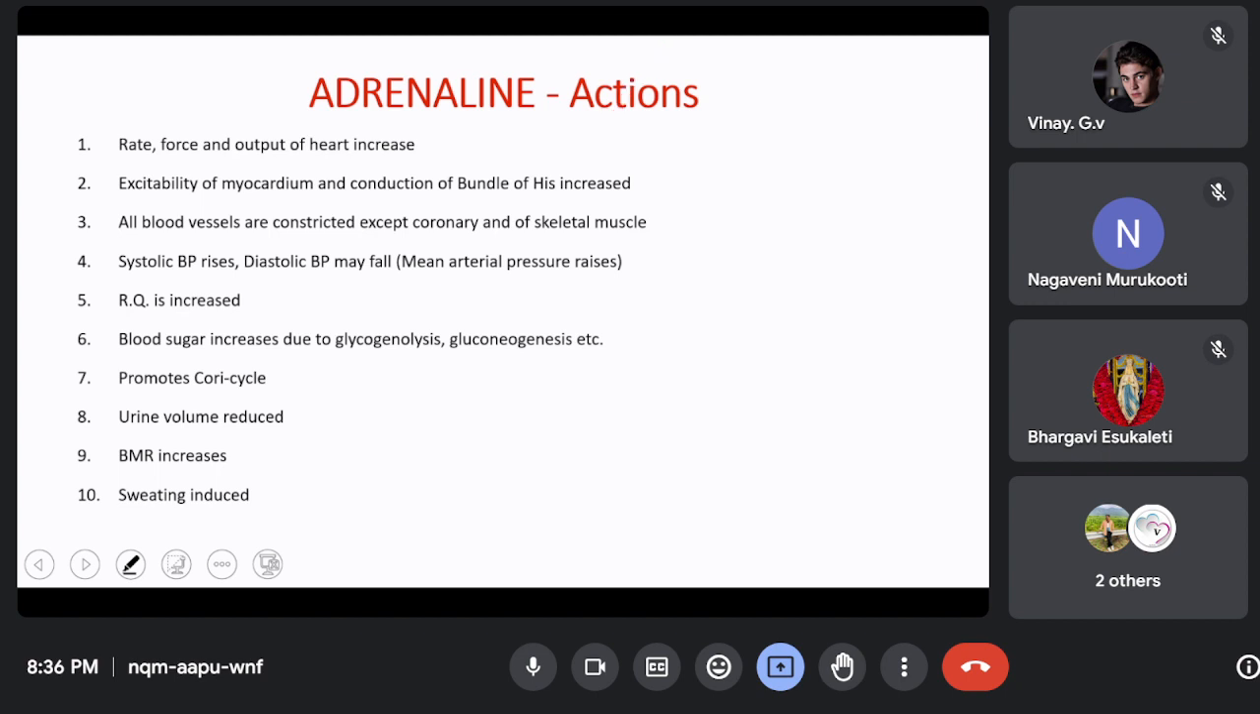Now you can understand all these aspects of the functions of the adrenaline easily. So what happens when adrenaline is released? It increases the heart rate. It increases the force of the output of heart. Okay. So what is cardiac output?